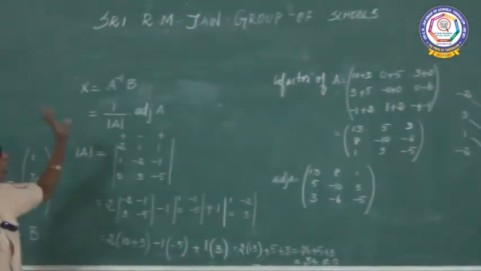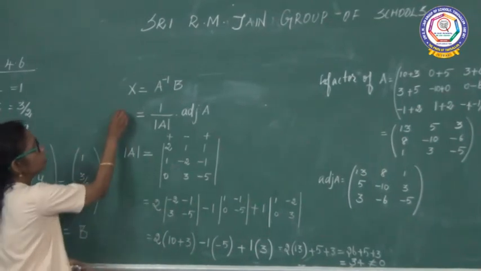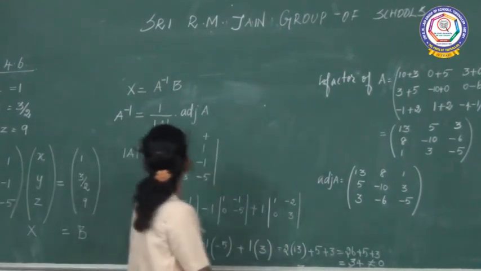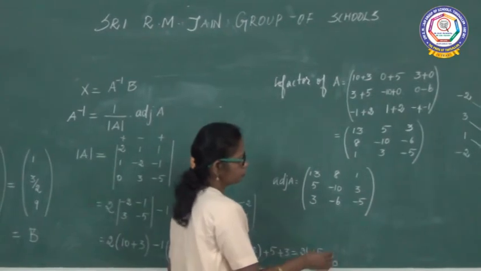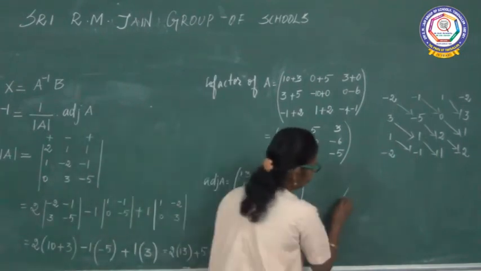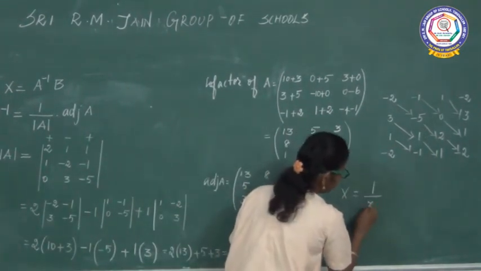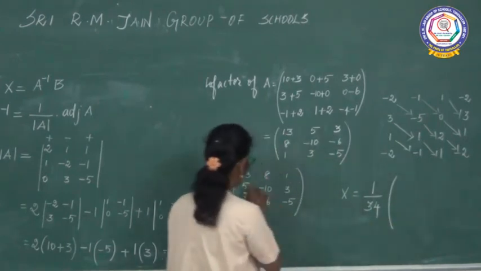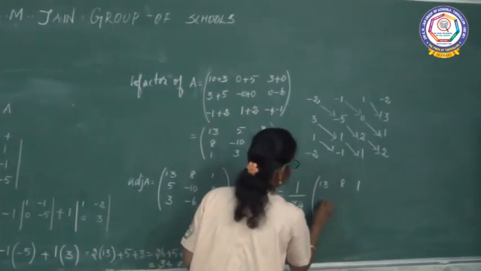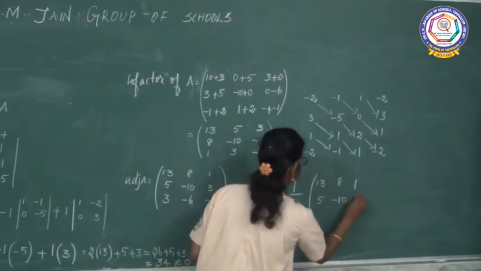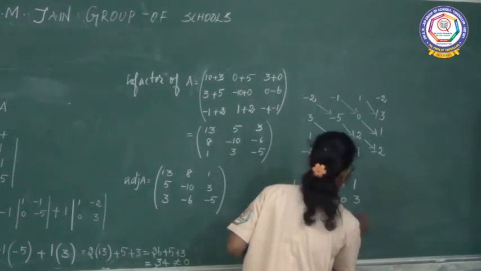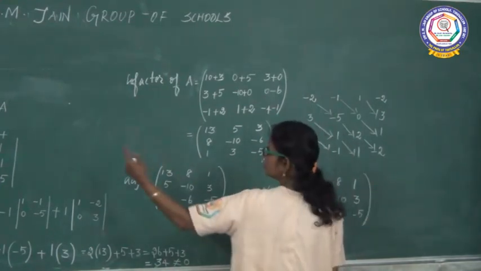What are the things we need that we found out? That is 1 by determinant A we had, adjoint of A we had. Here this is your A inverse, right? A inverse, x is equal to 1 by determinant A into adj A, that is 13, 8, 1, 5, minus 10, 3, 3, minus 6, minus 5, into, what is your B?